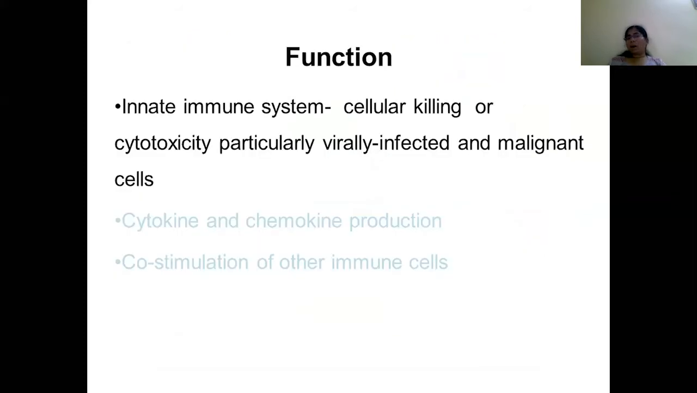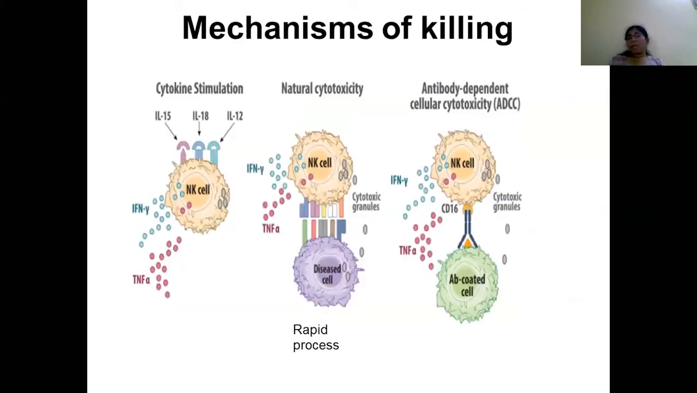So NK cell, how does it kill? The most important way it kills is that it produces granules and that causes cellular cytotoxicity. It can also produce cytokines and chemokines and ultimately leads on to elimination of the pathogenic cell. Or as we discussed earlier, it leads to co-stimulation of other immune cells. So the mechanisms of killing, I'll just finish in 5 minutes.